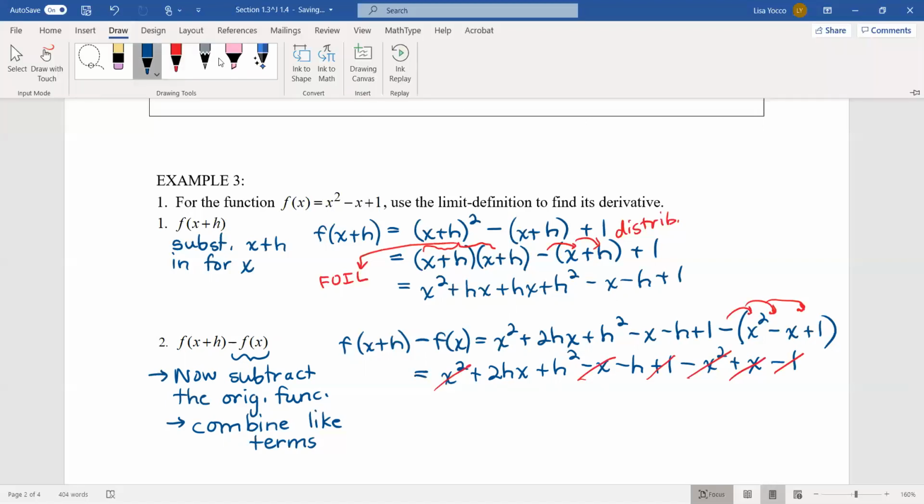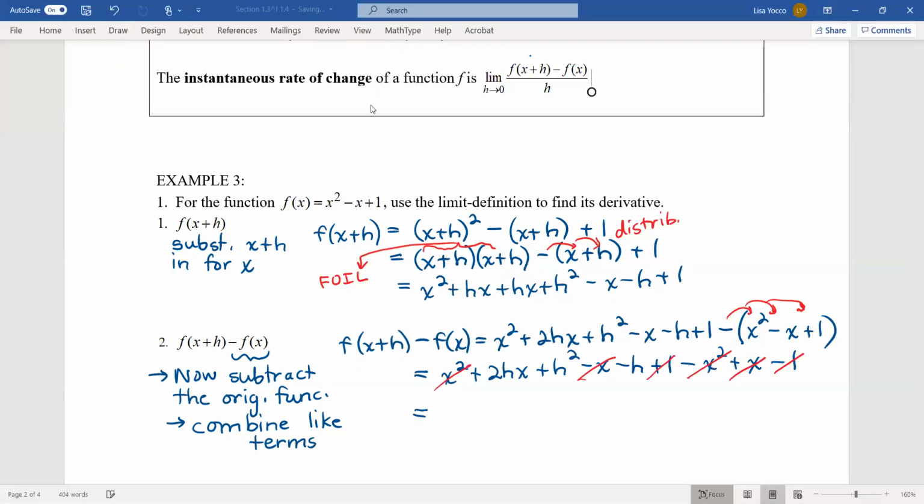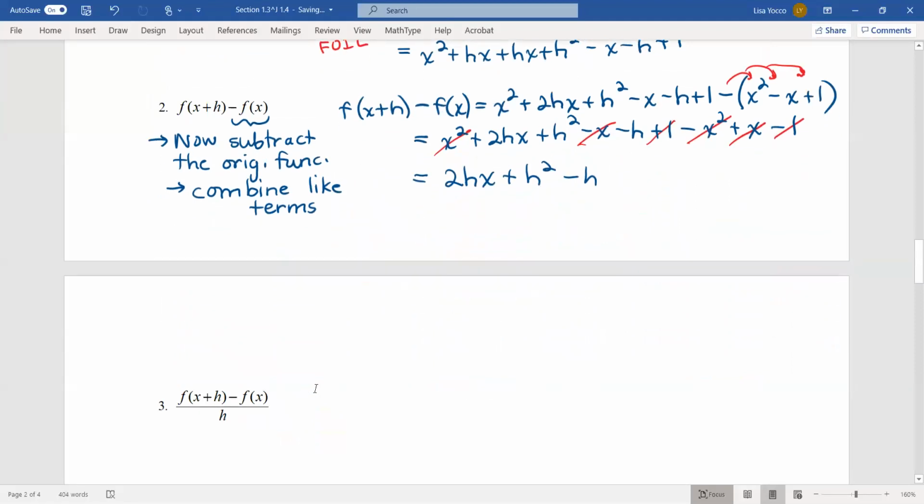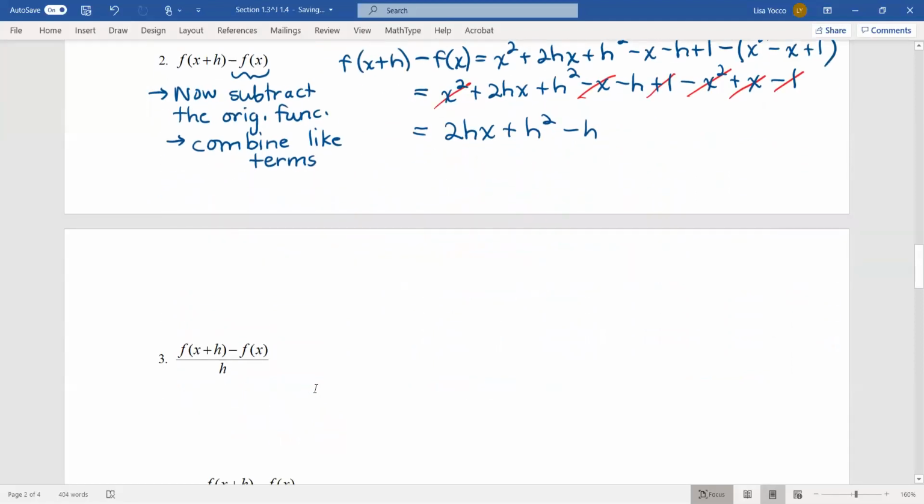All right, after I've done all that canceling, I'm left with 2hx plus h squared minus h. The third step says, okay, we've now gotten the numerator of that strange looking fraction. Now we're going to divide that by h. All right, so 2hx plus h squared minus h, all divided by h.